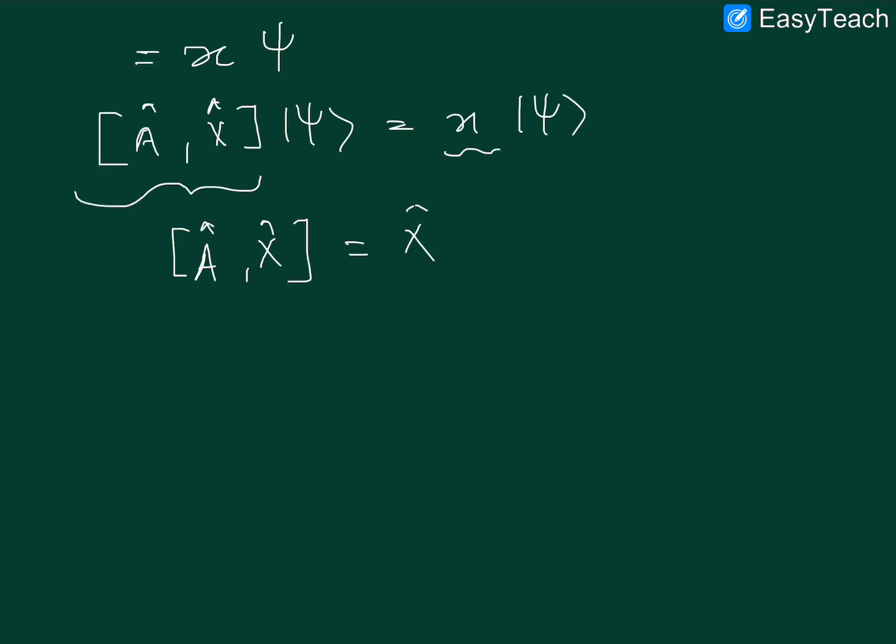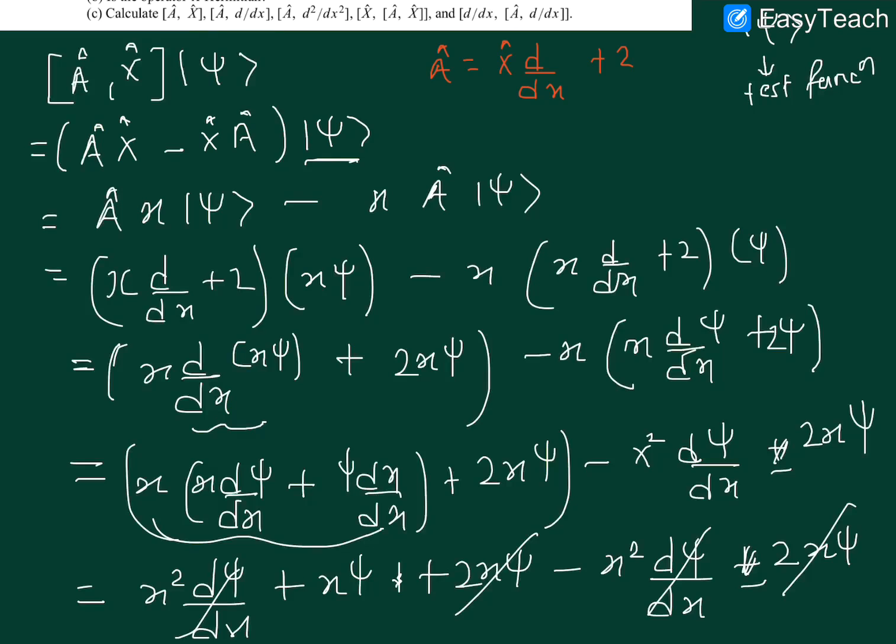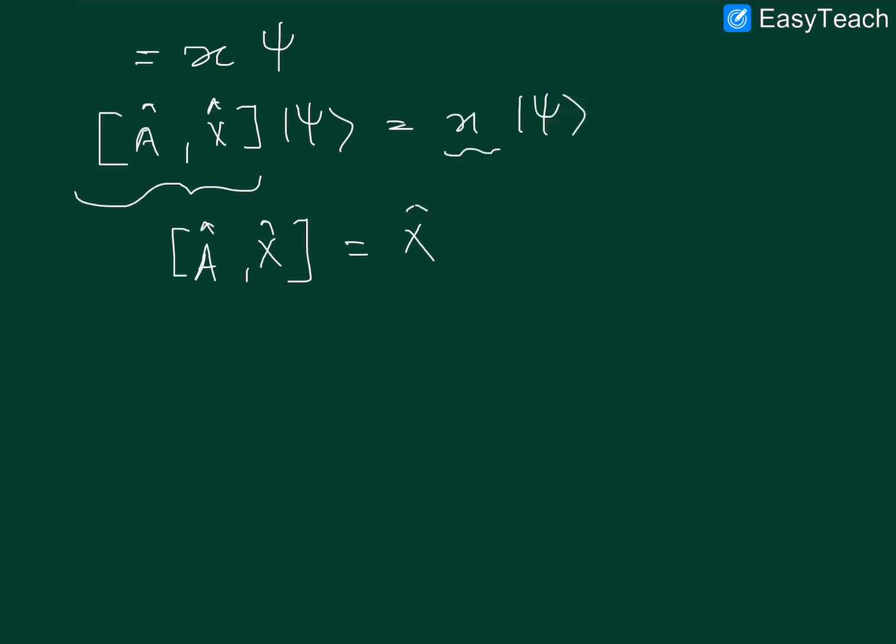For the rest, I'm thinking whether I should put the solution or just leave that for you guys to work on. Calculating a commutator is quite simple. Just take any test function and apply that on the commutator and proceed with the normal algebra, and you will get the answer at the end. So we just have to compare the left and right hand side. So that's it.